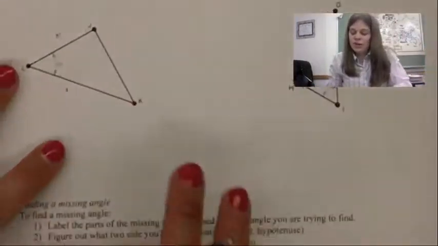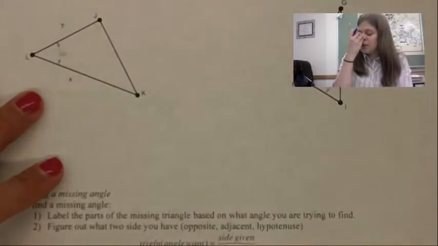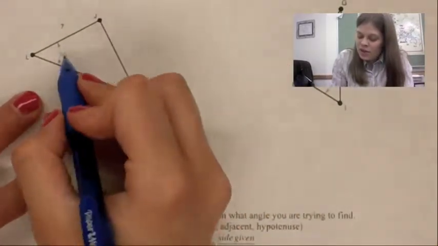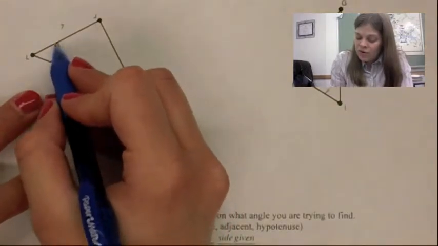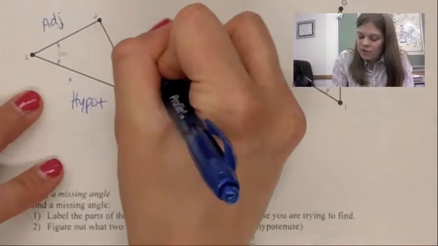Okay. Let's take a look at the next problem. It's a little bit different. Then I'll have you try one on your own. Okay, we're still going to start off the same exact way. We're going to label. So across from the 90 degrees is the hypotenuse. Next to the angle that we have is adjacent, and across from the angle is opposite.